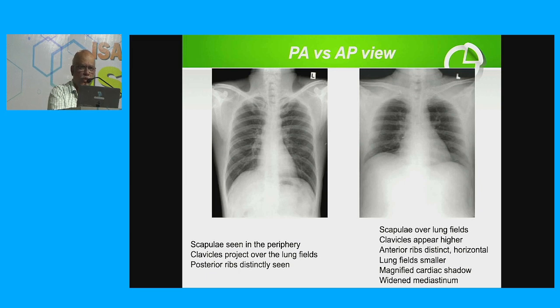For AP view, comparing these two films, you can see there is an apparent cardiomegaly if it's interpreted in an AP view. So never comment upon the cardiac shadow or cardiomegaly in an AP view. Always ask for a PA view. And in an AP view, the heart shadows and the lung shadows are very compressed. So whenever you comment upon the chest X-ray, you should know which view it is.